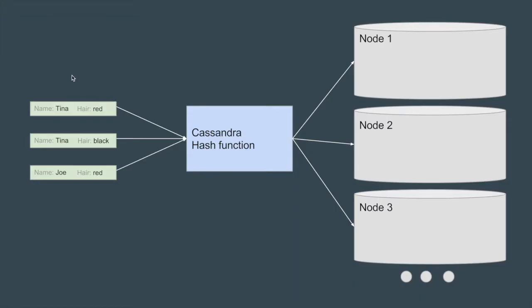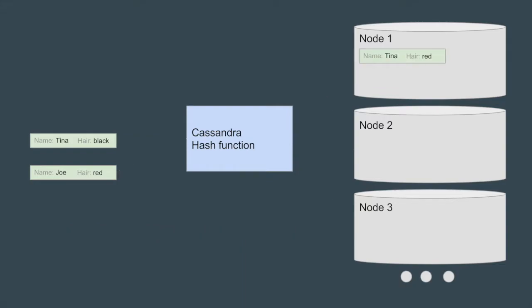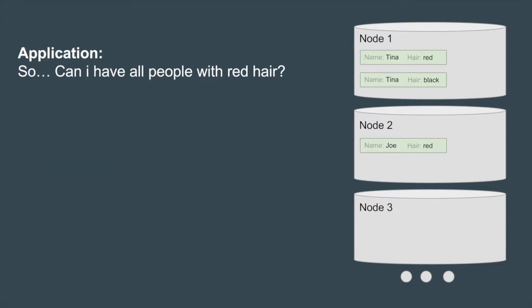So here, for example, we have a few records on the left side that we apply this hash function to. And we choose the input we want to give to this hash function, which we choose to be the name here. And we learned that a hash function always gives the same output given the same input. So this means that if we apply the first record, it maybe goes to node 1 with Tina, but then we know that the other record with Tina also goes to node 1 because she has the same name. But maybe Joe goes to node 2.